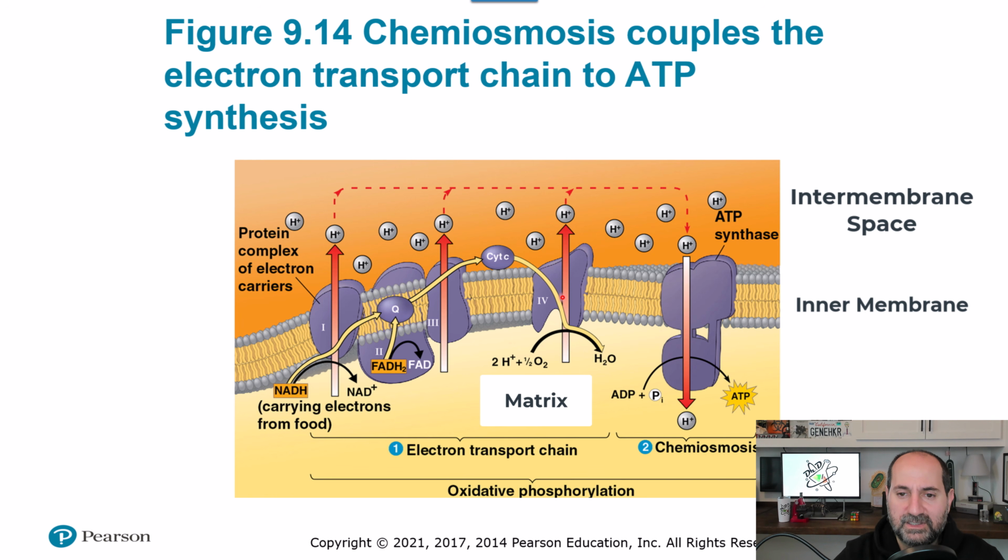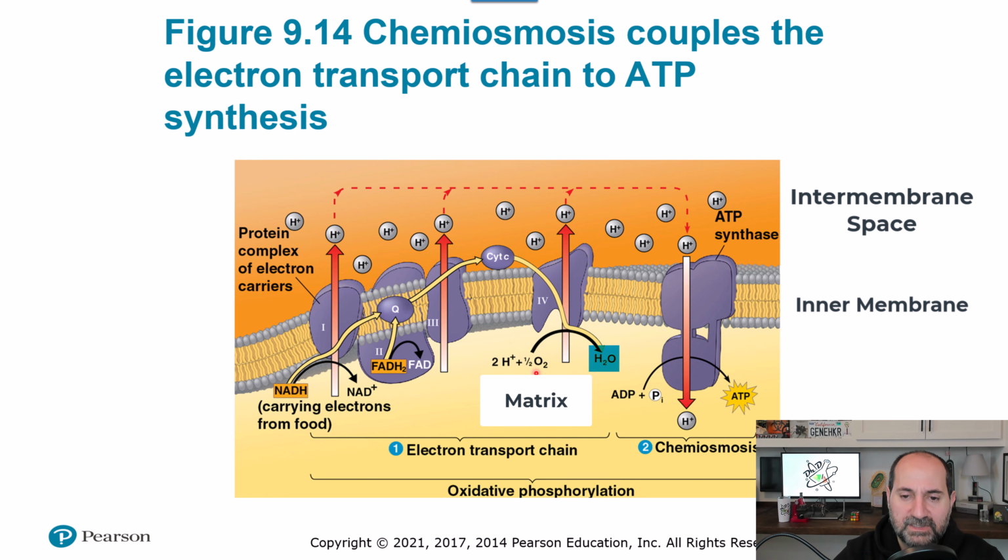Either way, those 2 electrons go from complex to complex, settling on complex 4, at which point they need to be taken off the ride. Remember, the electrons need to be removed from the complexes. So oxygen, which we breathe in when we respire, or 1/2 O2, picks up 2 electrons and 2 protons from the matrix to form water, H2O.